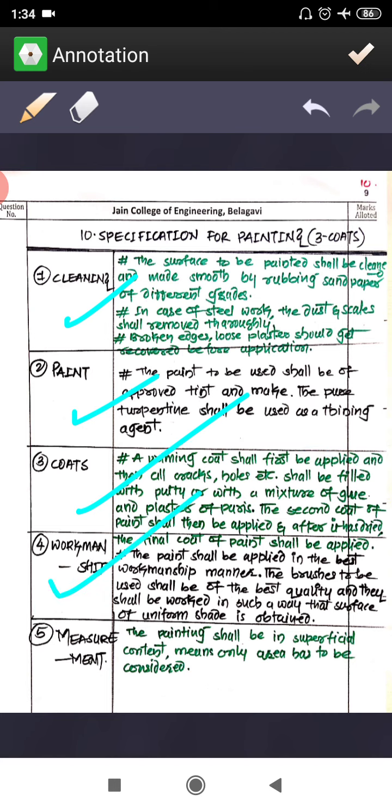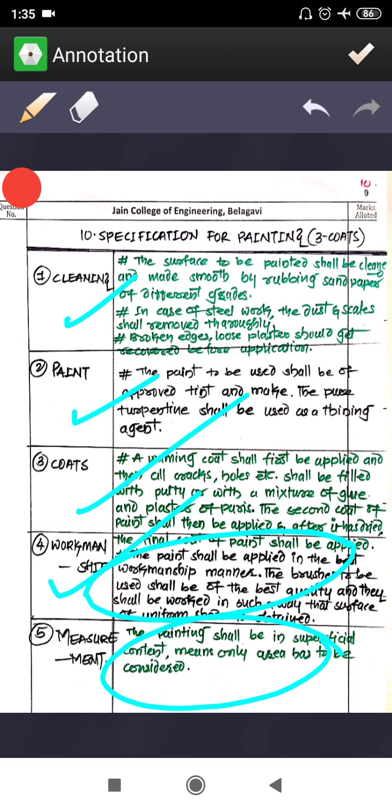Then workmanship, the paint shall be applied in the best workmanship manner. The brushes to be used shall be of the best quality, and shall be worked in such a way that a surface of uniform shade is obtained. That you have to keep in mind here in workmanship. Then the measurement again is a superficial quantity, means here we are going to consider the area, and the paint shall be measured in superficial content, means only area has to be considered. This is all about the painting.